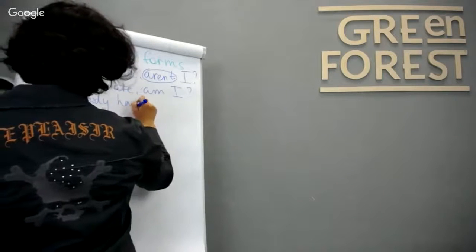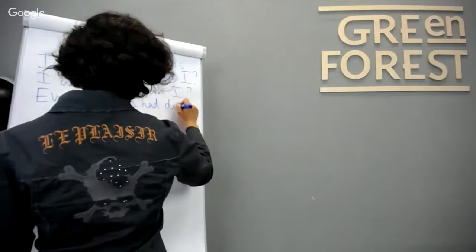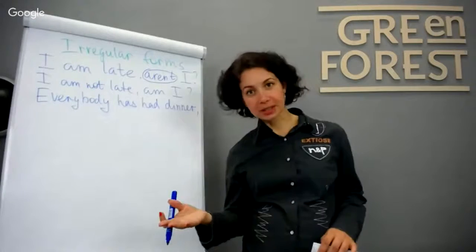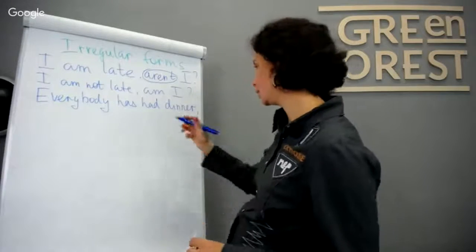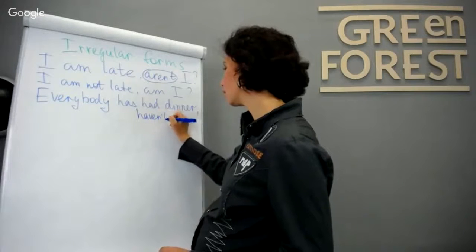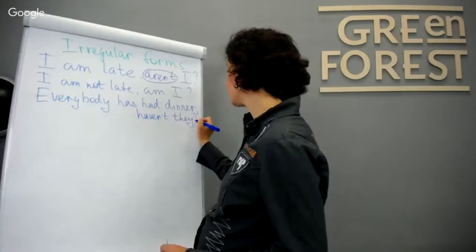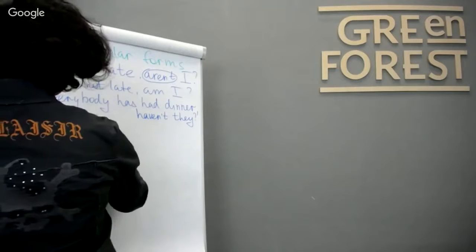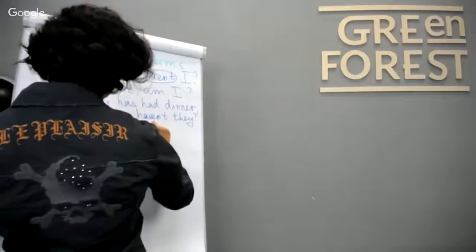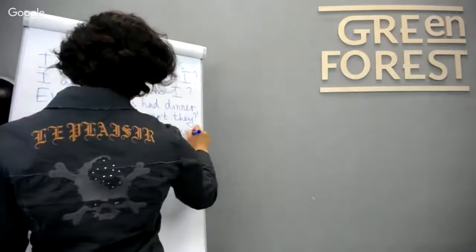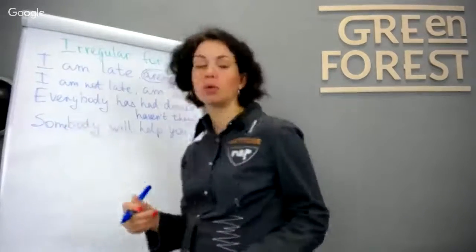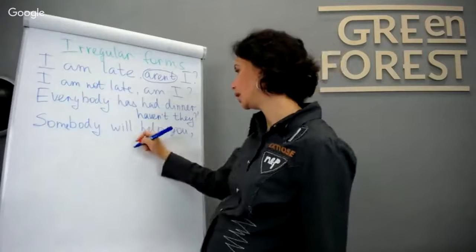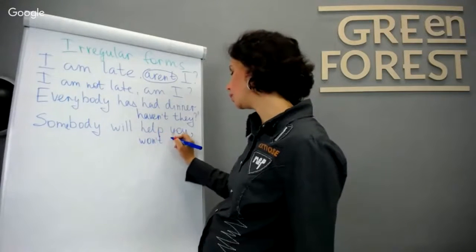Second of all, let's look at the next one. Everybody has had dinner. Everybody is singular. It's like every person. But when we want to create a tag, we need to say haven't they. Haven't they. Next one. Somebody will help you. Somebody is also kind of singular. So when we want to create a tag, we also need to say they. Won't they?